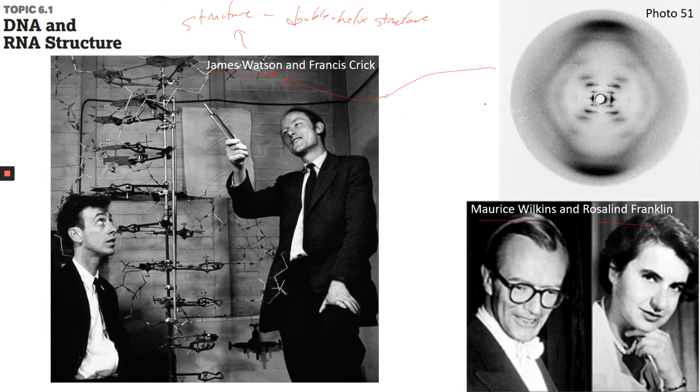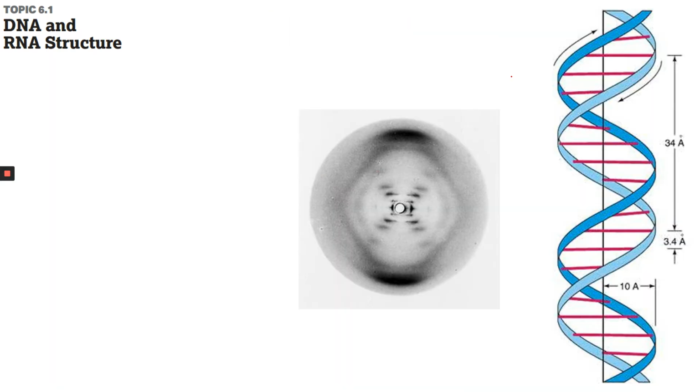Before this Photo 51 came along and was analyzed, they knew DNA had some sort of backbone structure, but they thought that the backbone, the phosphorus, was actually on the inside and the bases were on the outside of DNA. This picture cleared that up for them and showed them truly what this looks like. It also gave them some measurements. They were able to measure, based on the distance between these markers here, how far apart each base was.